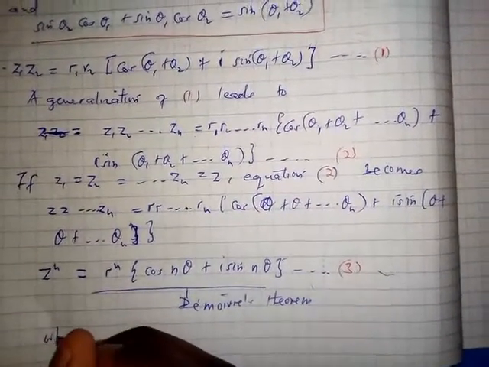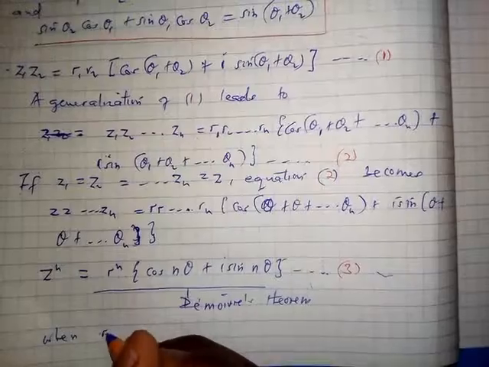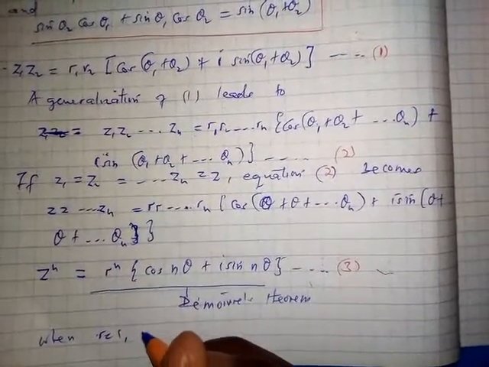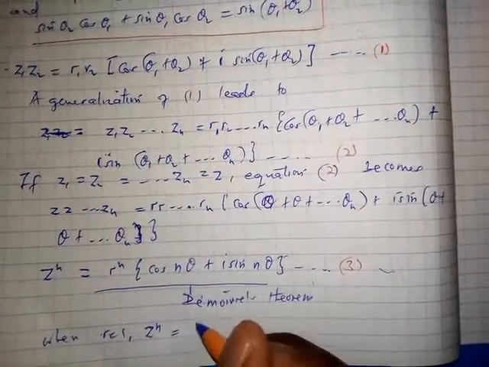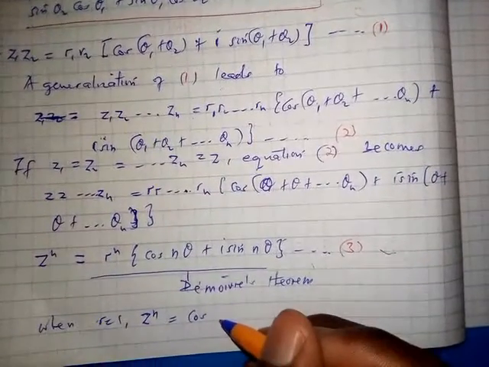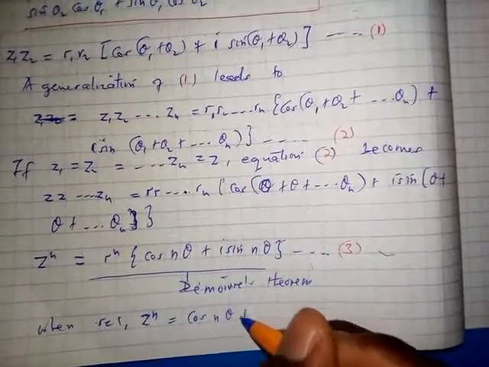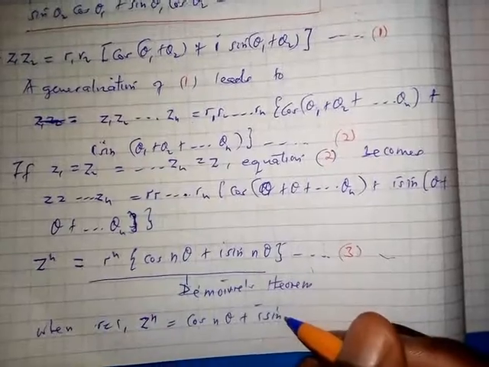And when r is equal to 1, z to the power n will be equal to cos n theta plus i sin n theta.